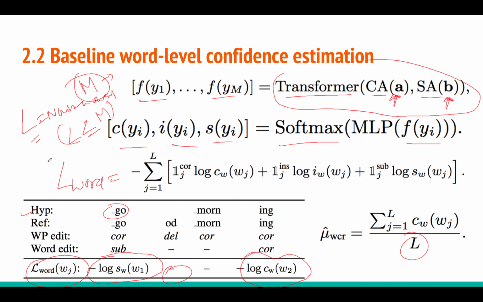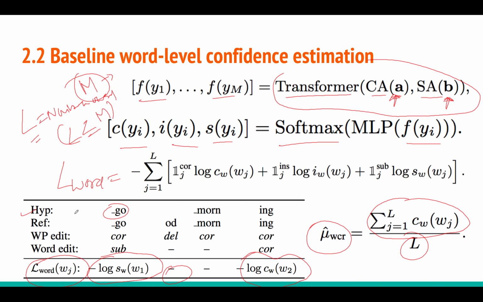That is what is represented in this equation, and to compute the WCR, the word correct rate, just like we have word error rate, it is the sum of all the correct words divided by the total number of words. As simple as that. I hope you guys understood this word level confidence estimation. This is the baseline approach.